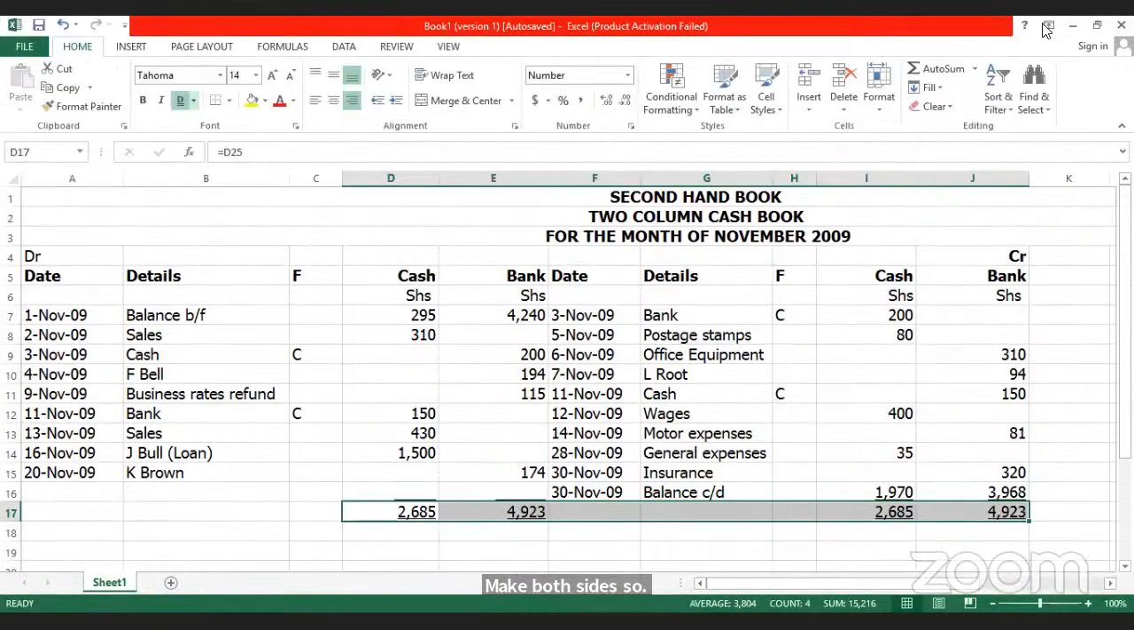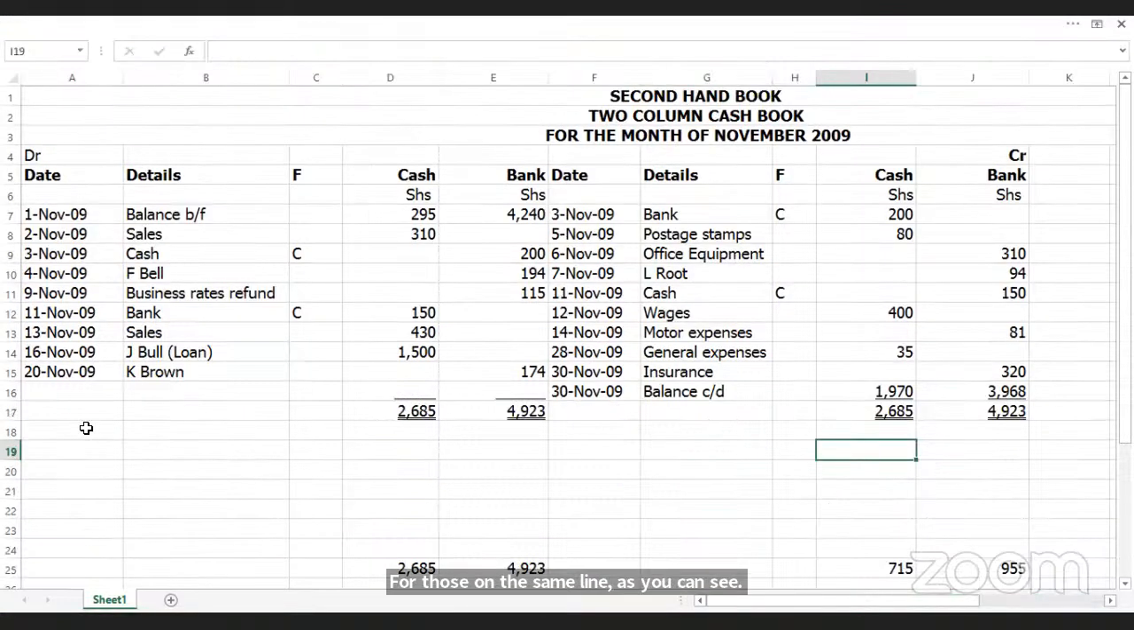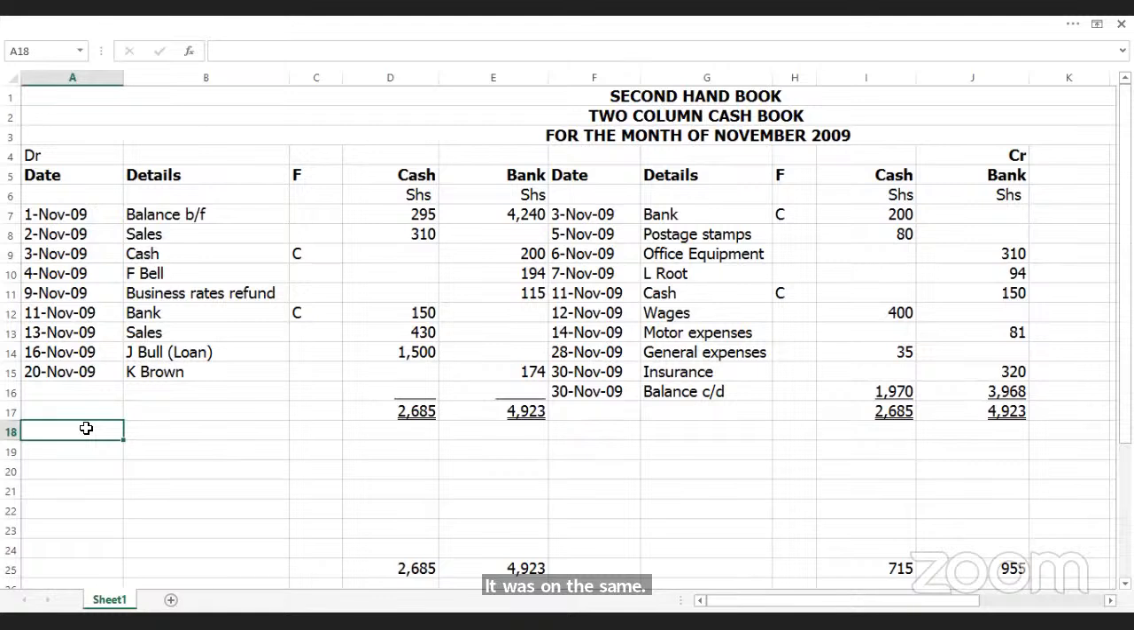Totals are on the same line, as you can see. Then these are the balances carried down.